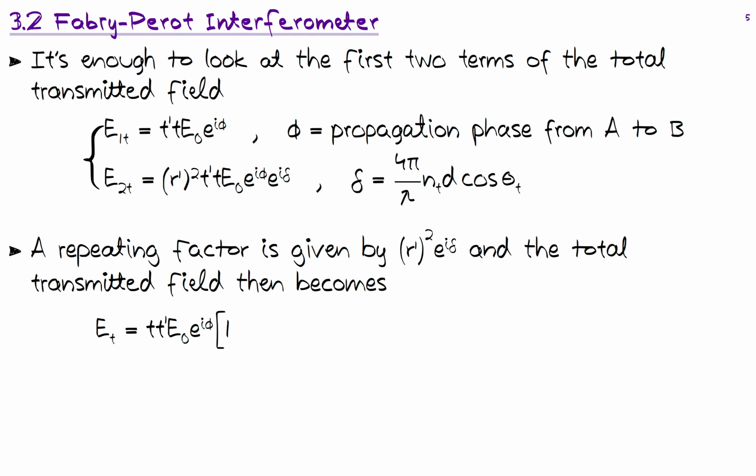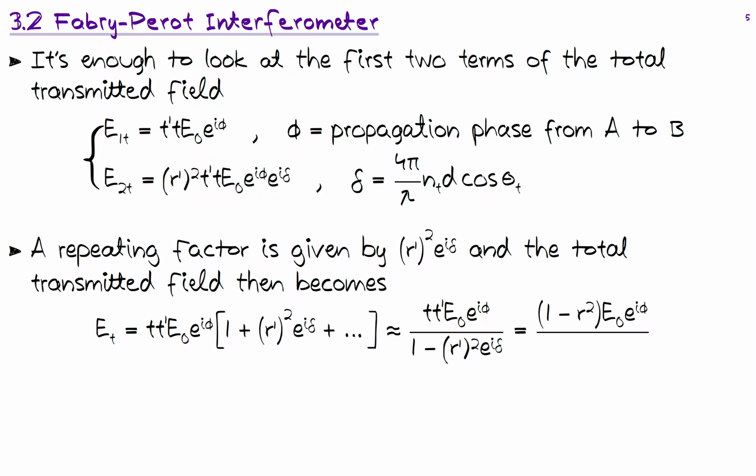exponent i phi, and then we have these kind of terms. So 1 plus r prime squared exponent i delta plus other terms. And basically we can now write this in a different form by making use of a geometric series. So basically this can be written using a geometric series, and that simplifies the mathematical description.